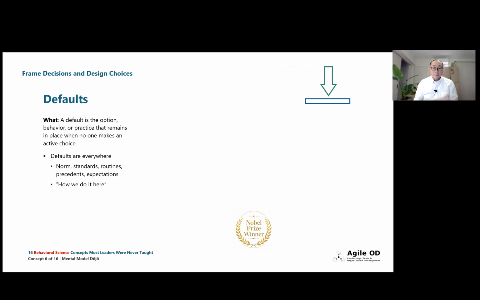Defaults are everywhere. Defaults show up as a norm, a standard, a routine, a precedent, an expectation, or just how we do things here. They quietly shape behavior without instruction and are closely tied to societal and organizational norms and culture. We need defaults because nobody can decide everything from scratch. A sensible default conserves attention for the choices that genuinely need it and allows people to move through the small decisions in a day without stopping to deliberate over each one.